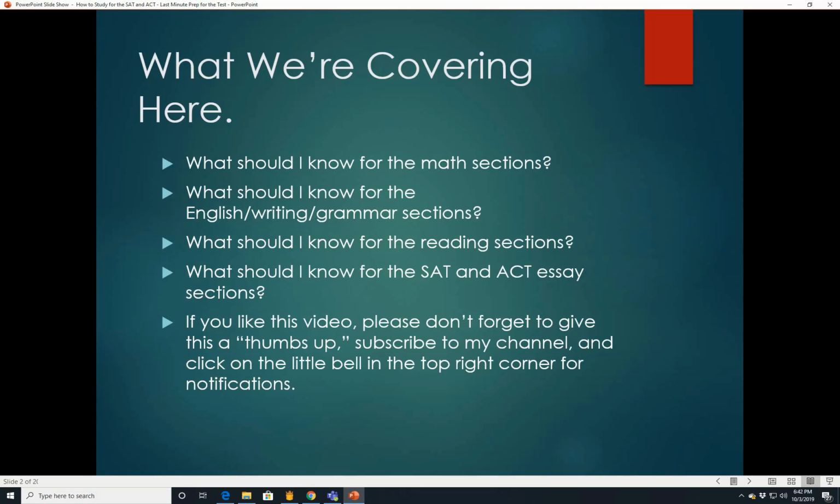What we're covering here: 1. What should I know for the math sections? 2. What should I know for the English, writing/grammar sections? 3. What should I know for the reading sections? 4. What should I know for the SAT and ACT essay sections?